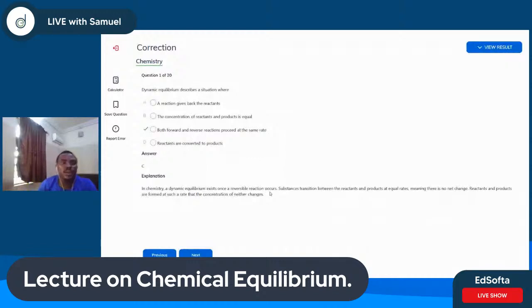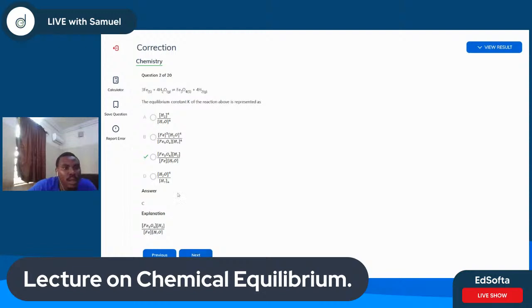Look at this. Dynamic equilibrium describes a situation where both the forward and reverse reactions proceed at the same rate. We have looked at that. Now, the equilibrium constant K of the reaction above is represented as, yes, the same way we do it now. If they ask for the equilibrium constant for pressure, your answer will just be the one with H2. You can see there are two answers that have the H2, but because they didn't ask for that, it's just the equilibrium constant. So your answer is this.